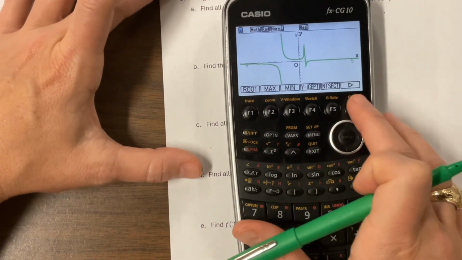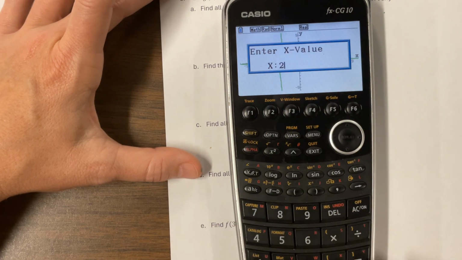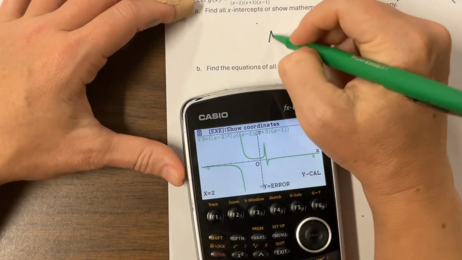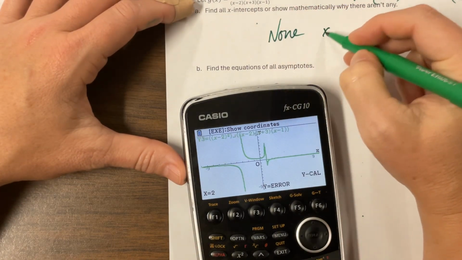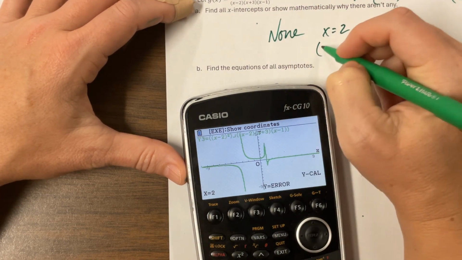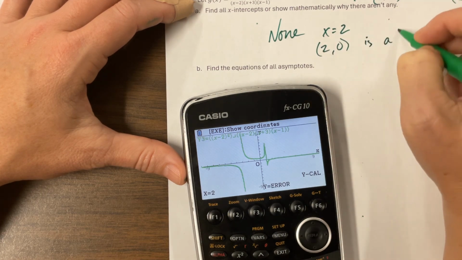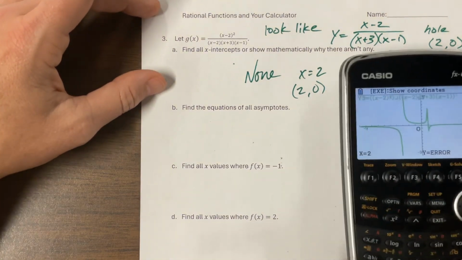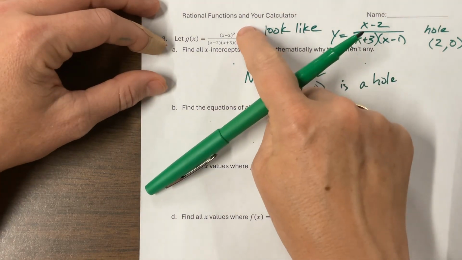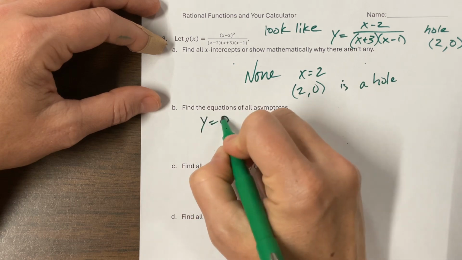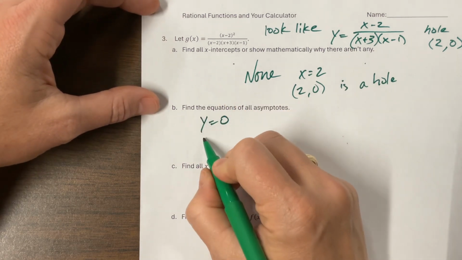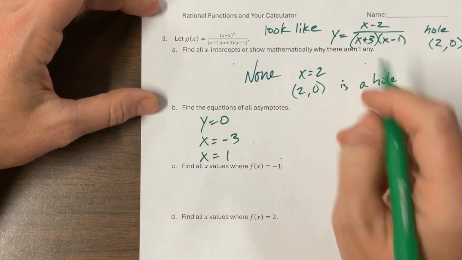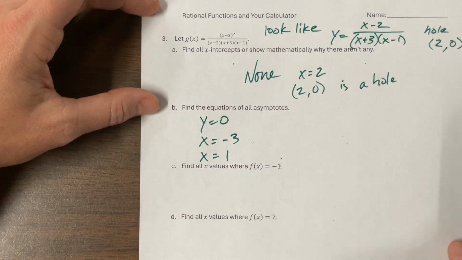Watch this. If I do gsolve and I come over to ycal when x equals 2, it's going to tell me error, which we knew. Okay, so none. x equals 2, or the point 2 comma 0 is a hole. It won't be an x-intercept because it's not defined there. Find the equation of all asymptotes. Okay, this was squared over cubic. Okay, so y equals 0 was an asymptote because it was bottom heavy. And then I have x equals -3 and x equals +1 that came from here. I could type those in my calculator, but I don't know that I feel like it.